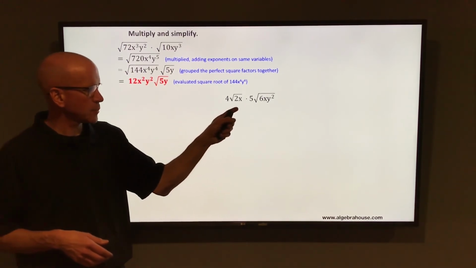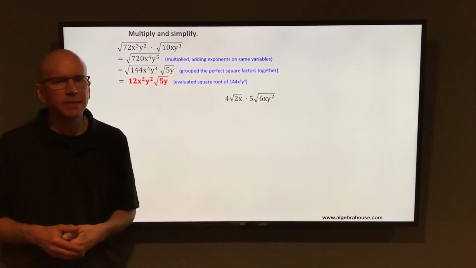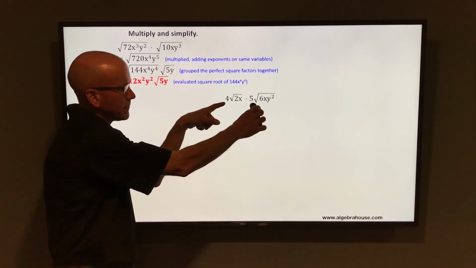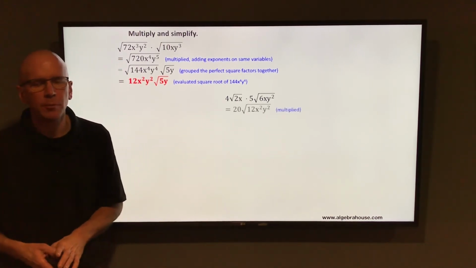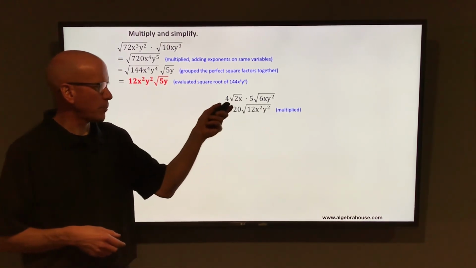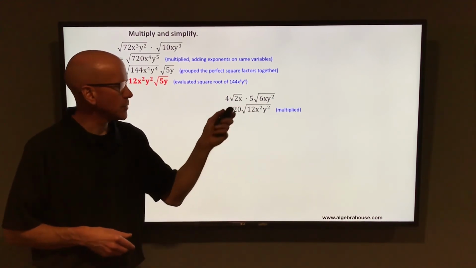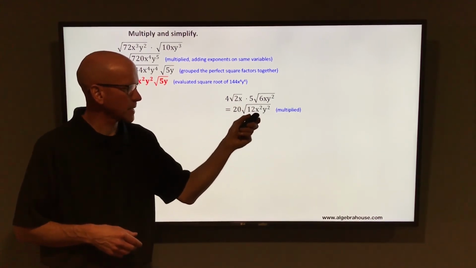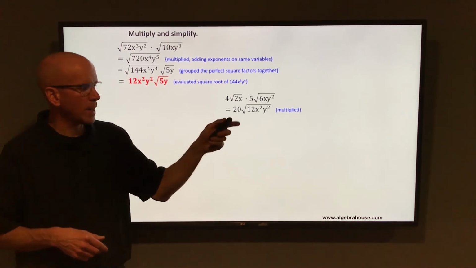Next, 4 times the square root of 2x times 5 times the square root of 6xy squared. Multiply what's in front of the radical sign. The 4 and 5, multiply those together. That's 20. And then multiply what's under the radical sign. 2 times 6 is 12. X times x is x squared. And then you still have that y squared.